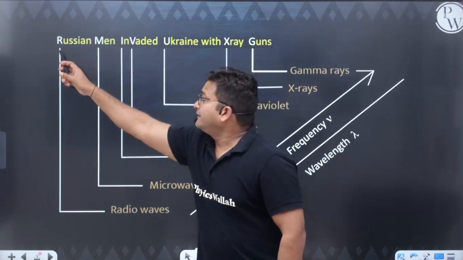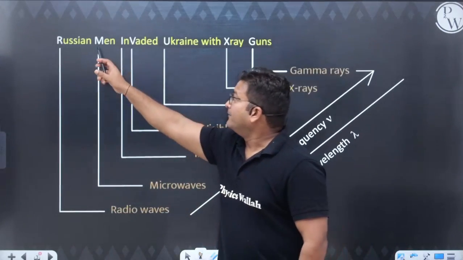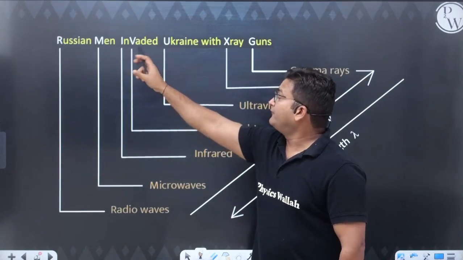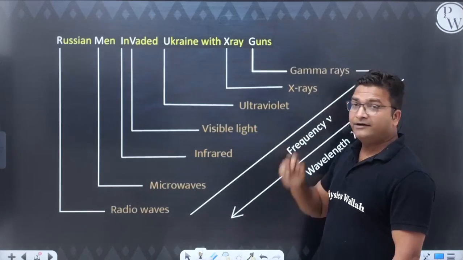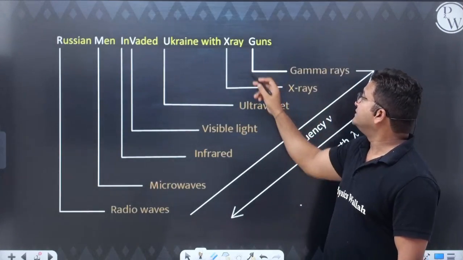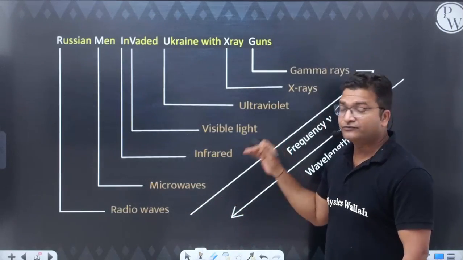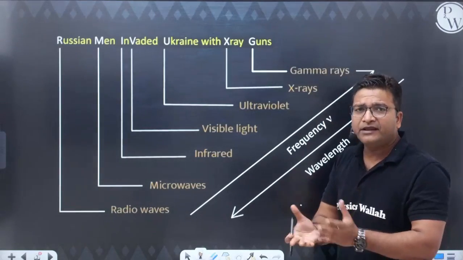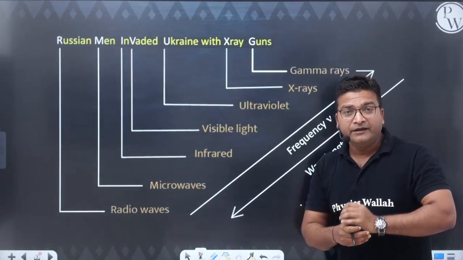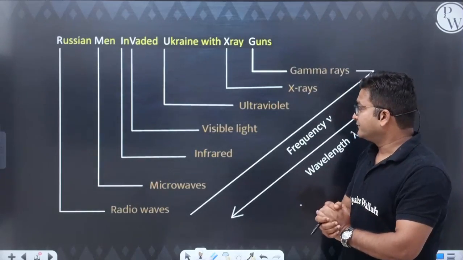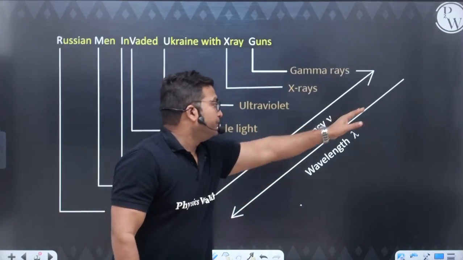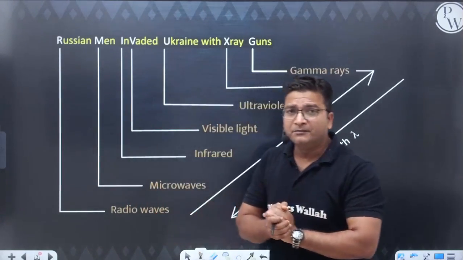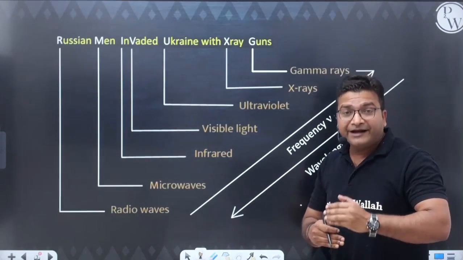You can remember R stands for radio waves, right? M stands for microwaves, I for infrared, V for visible, U for ultraviolet, right? X for X-rays and G for gamma rays. And this is the correct sequence of increasing order of frequency for electromagnetic radiations, and it becomes very easy to remember this, and believe me, it is very important for you to remember this sequence. It is also the decreasing order of wavelength, and it is increasing order of frequency. So by remembering this simple line, you can remember the correct order of the electromagnetic spectrum.